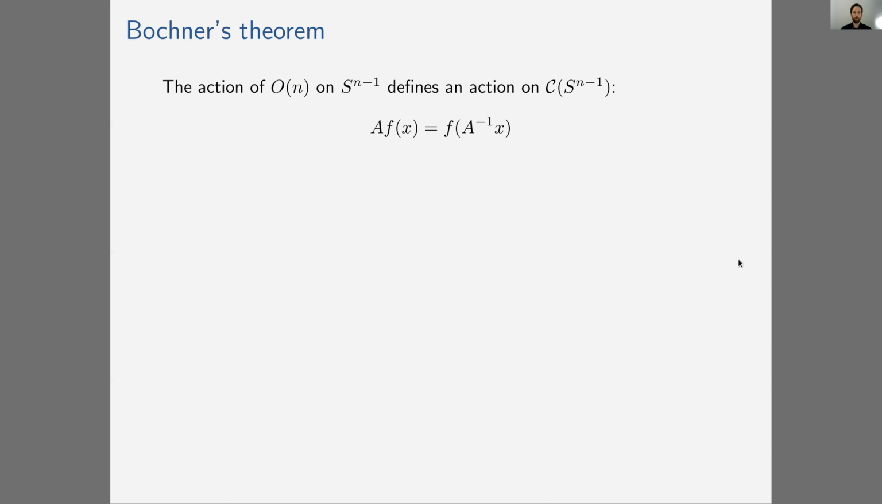We have the action of the orthogonal group on the unit sphere. And this defines an action on the space of continuous functions on the unit sphere. It looks like this. A here is an element from the orthogonal group. A acts on the function f. So Af is a new function. If we evaluate that at a point x, then we need to compute f of the inverse of A applied to x.